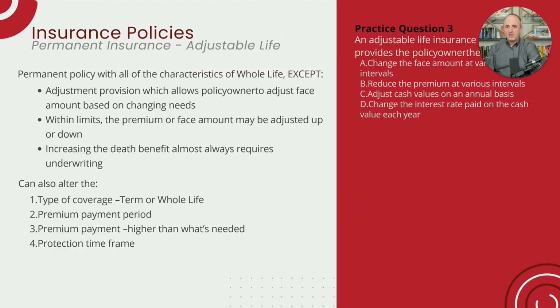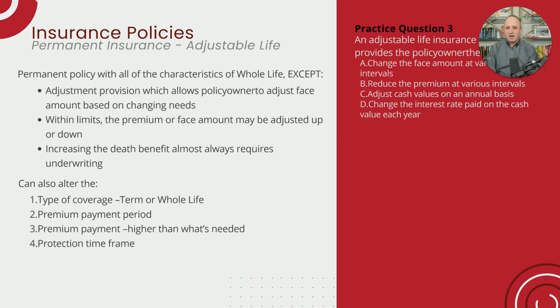All right, so adjustable life. Basically, it's a permanent policy with all the characteristics of whole life, except the premium and the face value may both be adjusted up or down. With a whole life policy, once those things are set, they're fixed. And if you want to increase the death benefit in a permanent adjustable life policy, you're almost always going to have to get more underwriting. And I say almost, I actually believe it is always.